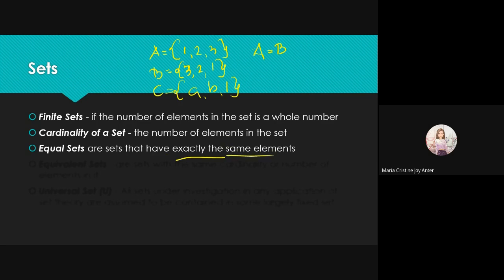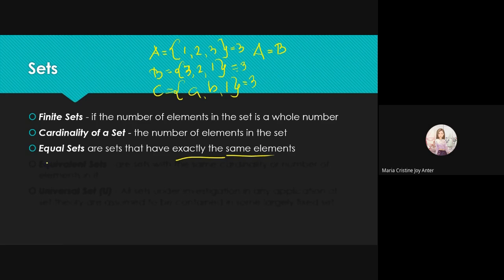Now, for example, B and C, can we consider them equal because they both have 1? No, they are not equal. But observe set B, what is its cardinality? Cardinality, again, is the number of elements. So, set B's cardinality is 3. Set A is also 3 and set C's cardinality is also 3.